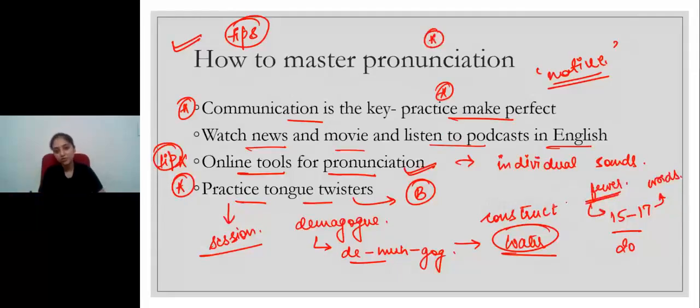Obviously, from your exam point of view or your examinations point of view, you might feel that learning 20 new words is way more important than learning just 15 or 17 new words. But from spoken English point of view, that is from the speaking point of view, pronunciation plays a more important part. So learn fewer words, but pay attention to the correct pronunciation also.